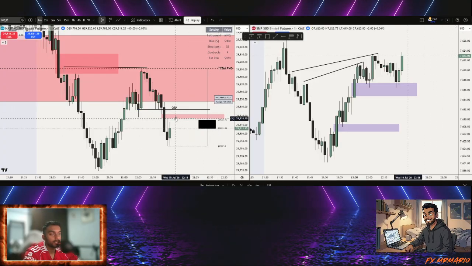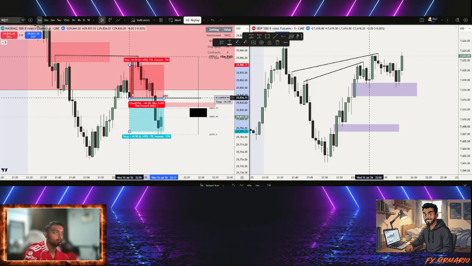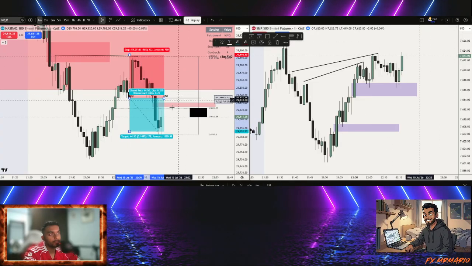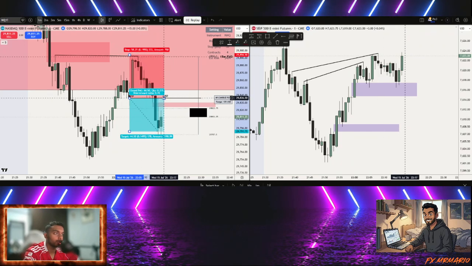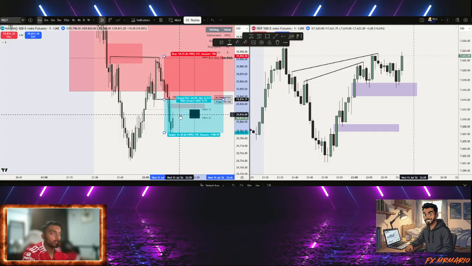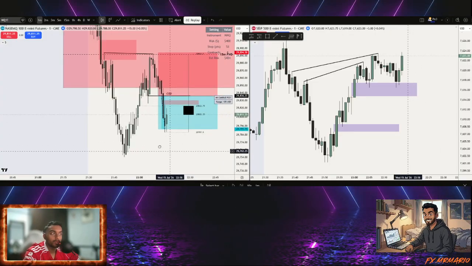So this is my CISD line. I was waiting for a retest of this CISD, but as you can see over here, this was like a 58.25 because our stop loss is at the swing high. I was actually thinking, if this goes up here and then goes down here, that will be cool.